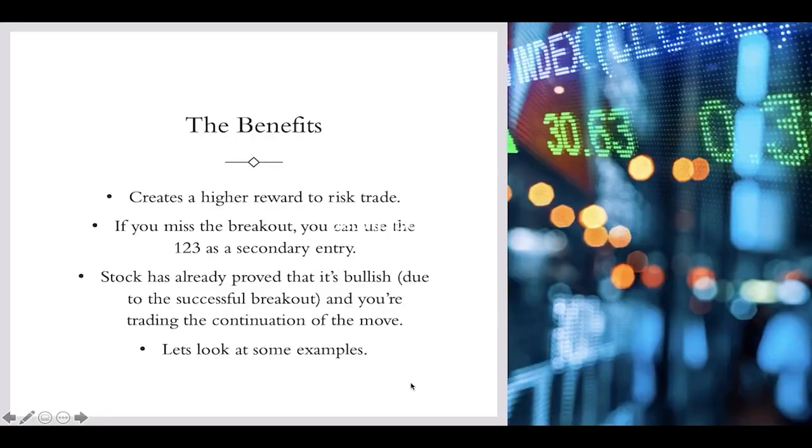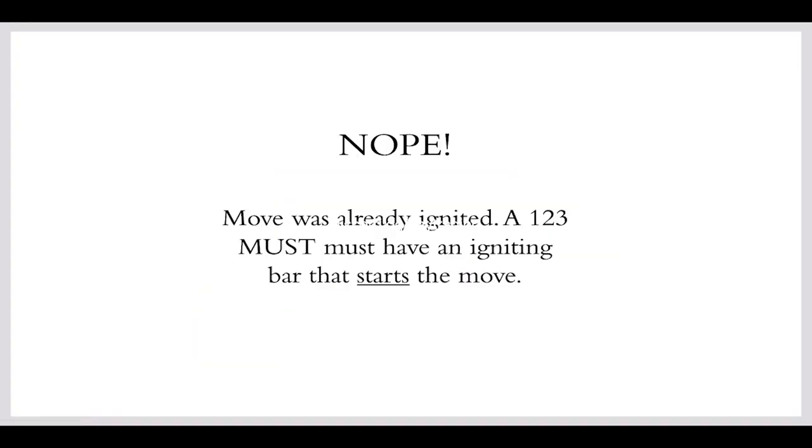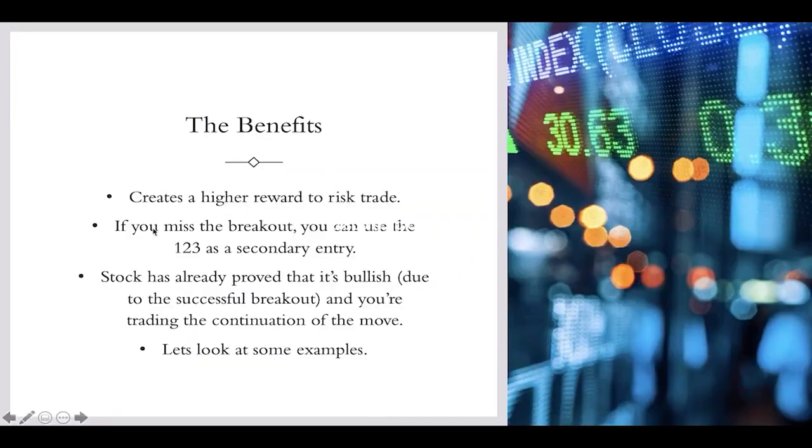So let's continue. What are the benefits of this trade? Well, number one, it creates a higher reward to risk setup, right? We talked about reward to risk, but it usually gives us a pretty tight stop loss, which is really nice. We know that the tighter the stop, the better the reward to risk. And like I said, if you miss the breakout or the buy setup, you could use the 1, 2, 3 as a secondary entry. It gives you another opportunity to take advantage of the trade.